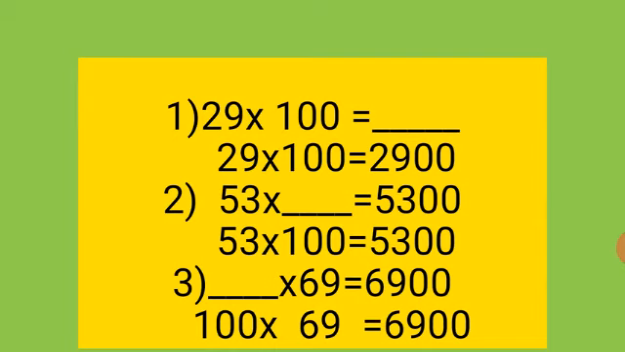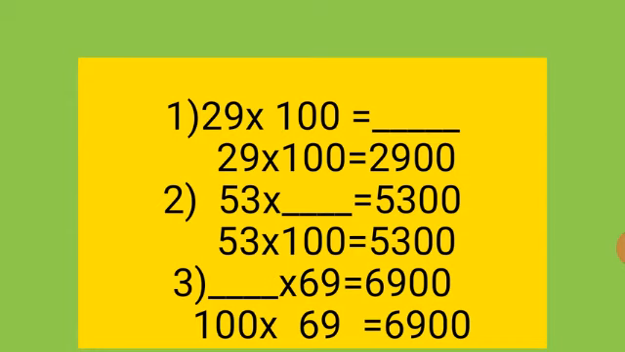53 into dash is equal to 5300. Now you have to tell that if the product is 5300, then 53 was multiplied by which number. That is quite obvious. 53 and 53 are same, right? And there are two zeros which are extra here, and 53 ones are 53. So 53 multiplied by 100 is equal to 5300, as there is only a difference of two zeros.